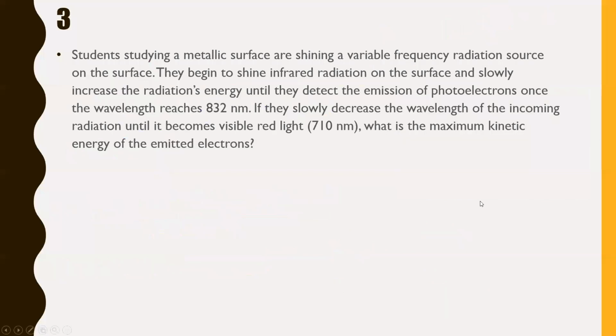All right, next one. Quite a long one to read, but I'll read it out to you and then I'll get you to try it. Students studying a metallic surface are shining a variable frequency radiation source on the surface. They begin to shine infrared radiation on the surface and slowly increase the radiation's energy until they detect the emission of photoelectrons once the wavelength reaches 832 nanometers. If they slowly decrease the wavelength of the incoming radiation until it becomes visible red light, 710 nanometers, what is the maximum kinetic energy of the emitted electrons?